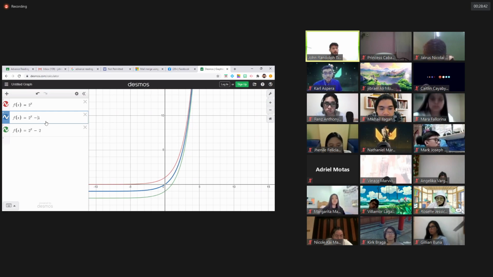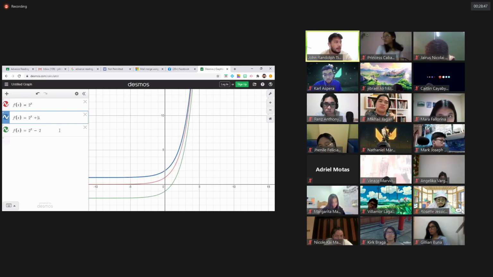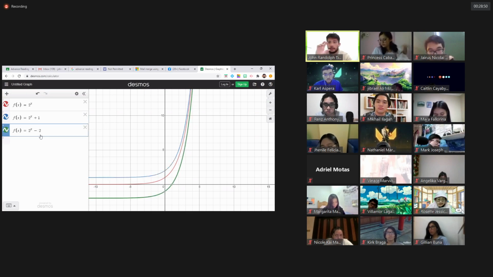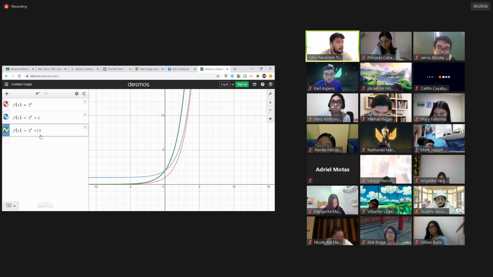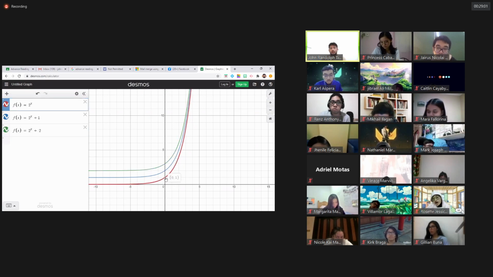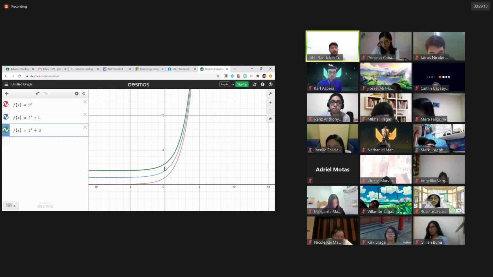Upward. Okay, let's see. Let's replace that one with plus. The reference graph is the red graph. Let's make this plus. From your 0,1, the blue one, since it's plus 1, it shifted 1 unit upwards. And the plus 2, the green graph, shifted 2 units upward. Okay, did you follow our graph?